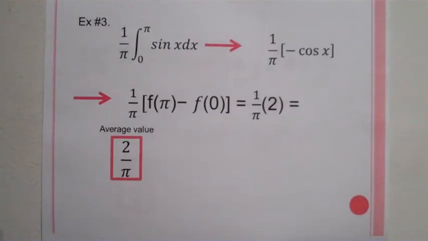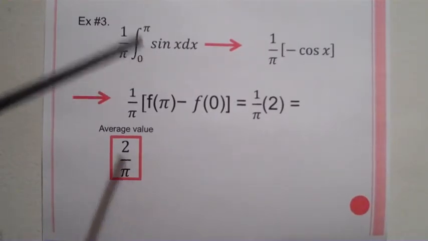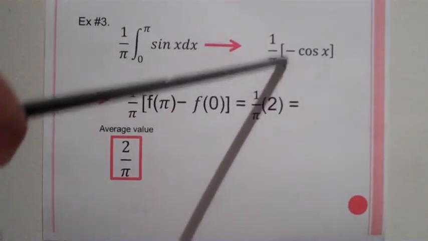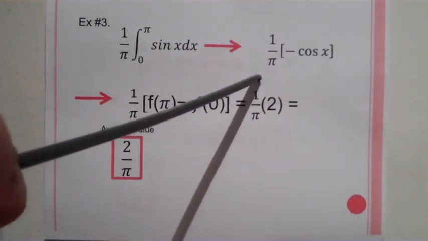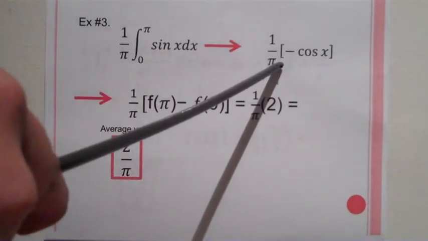Example number 3 is slightly different because it uses trigonometry. However, the steps remain the same. Our interval is from 0 to pi, and our integral is from 0 to pi sine x dx. To find the average value, we will have to do 1 over b minus a, giving us 1 over pi, times the integral of sine x dx, which is negative cosine x.